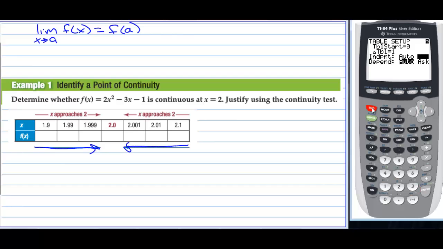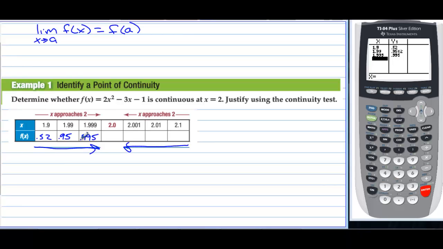Then you go second, and you want table up here at the top right, and the table's blank. If I had it on auto, it'd be filled in automatically. Well, now I'm going to evaluate 1.9, and we're using that function that we put into y1. So 1.9 is 0.52. 1.99 is 0.95. 1.999 is 0.995.